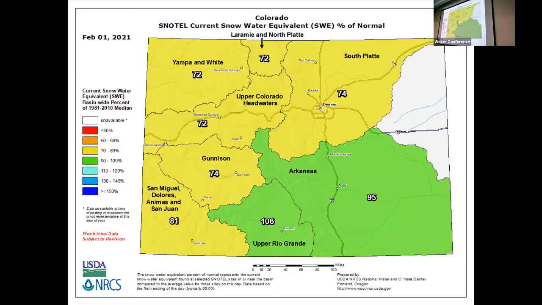This is a map of Colorado showing snow water equivalent as percent of normal. We're just concerned up here with this one, the South Platte Basin, currently 74% of average. And kind of like Wyoming, most of the state is below average for this time of year.